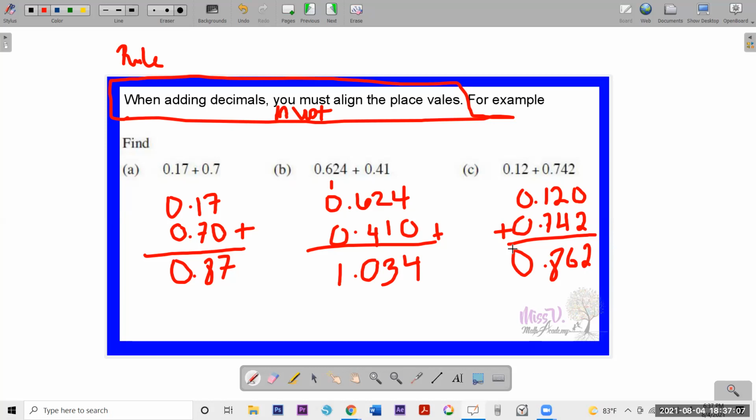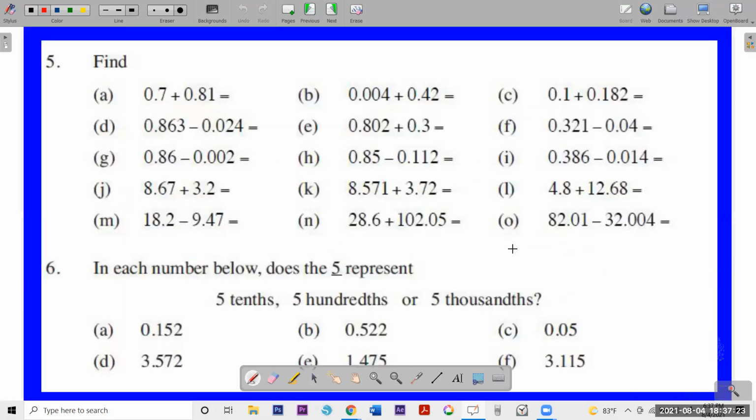So the key thing to take away here, and the key thing here to remember is simply aligning the decimal point or aligning the place values. So 1s on the 1s, 10s on the 10s, 100s on the 100s, etc. All right, let's keep it moving.